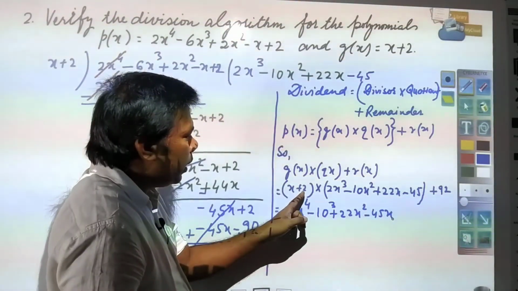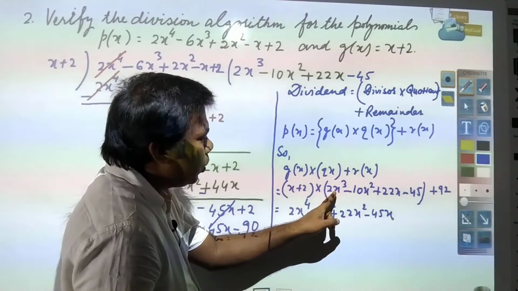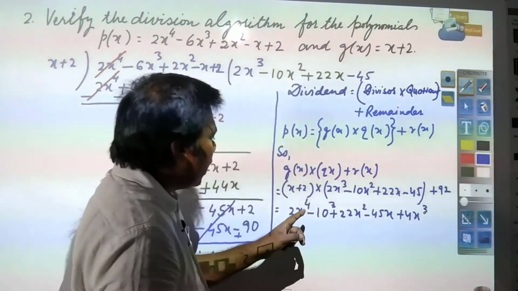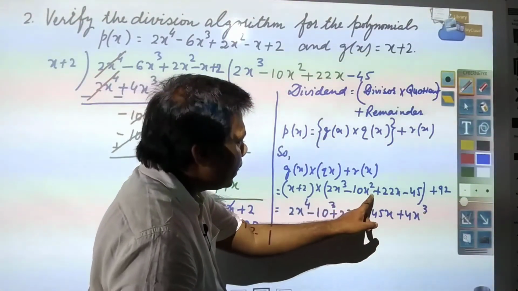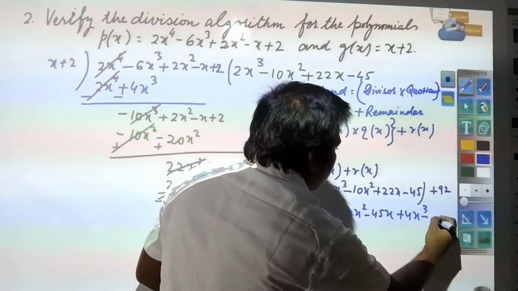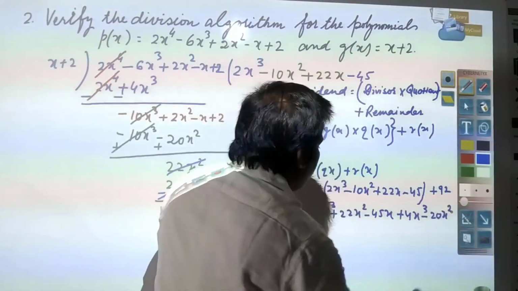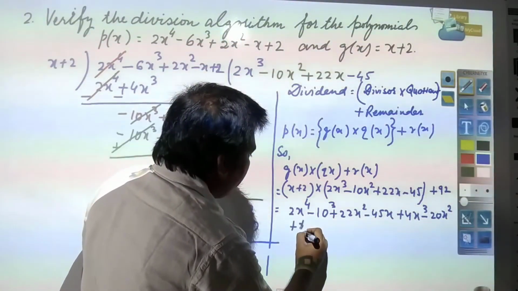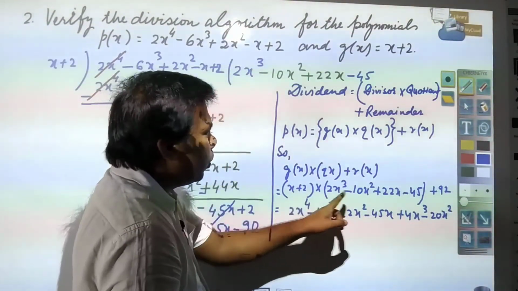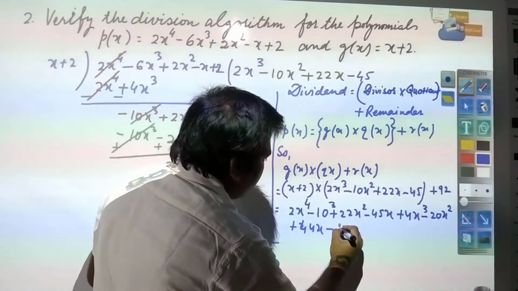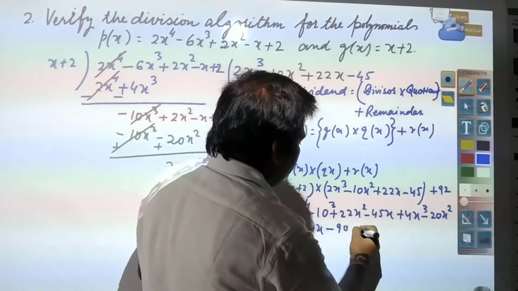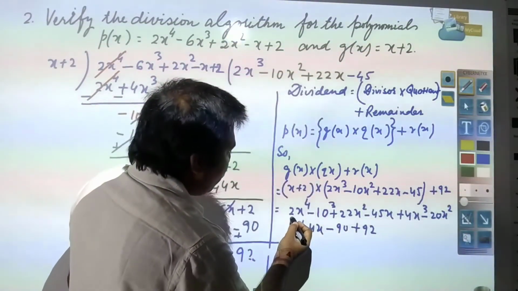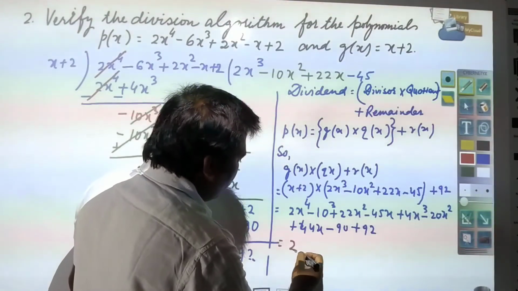Now we need to multiply with 2. 2 into 2x cube, that will be 4x cube, and 2 into minus 10x square, minus 20x square. Then you have 2 into 22x, this will be plus 44x, 2 into minus 45, minus 90, and at last you have 92. Now you see, here you have 2x to the power 4, 2x to the power 4.